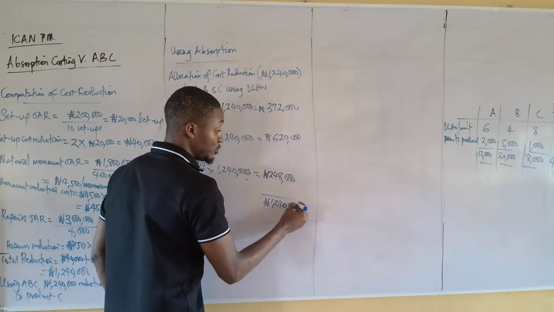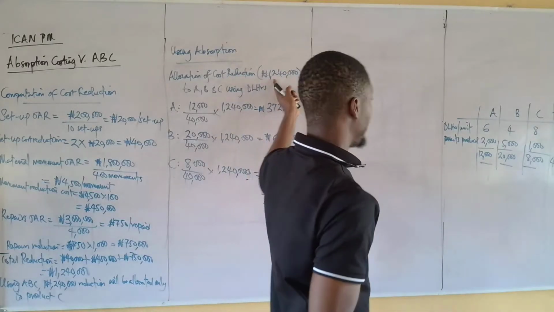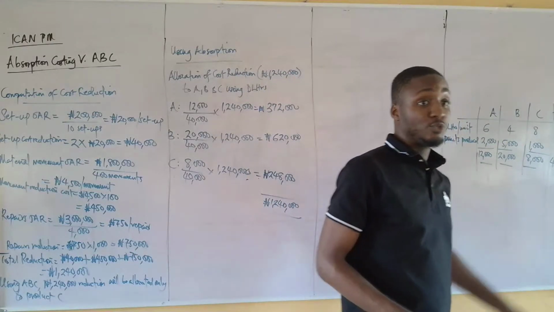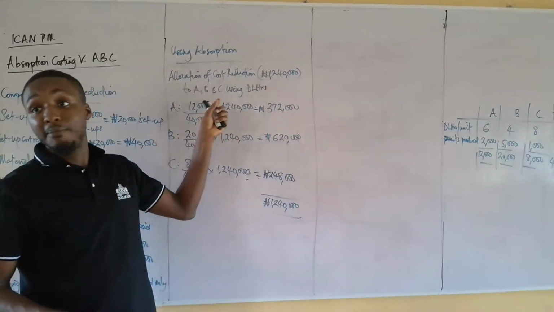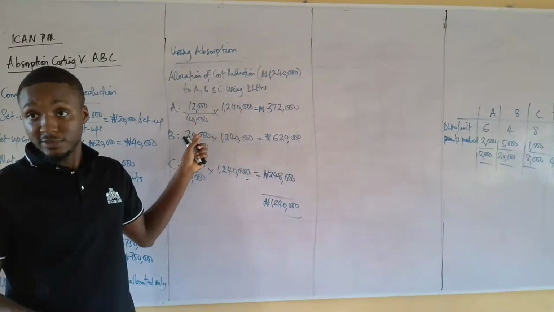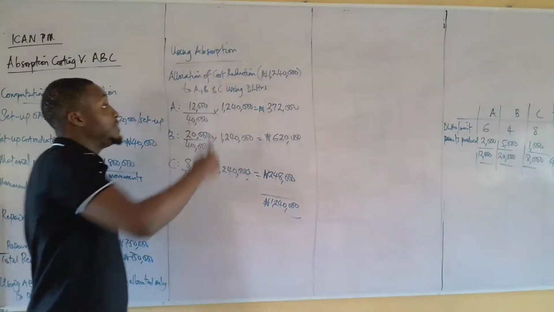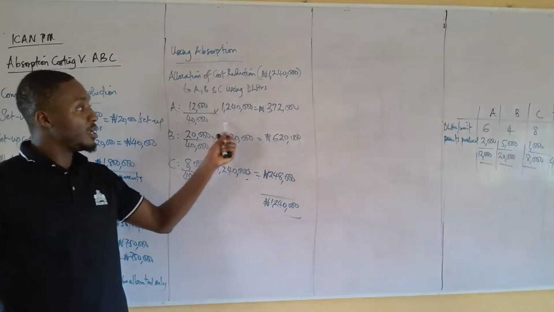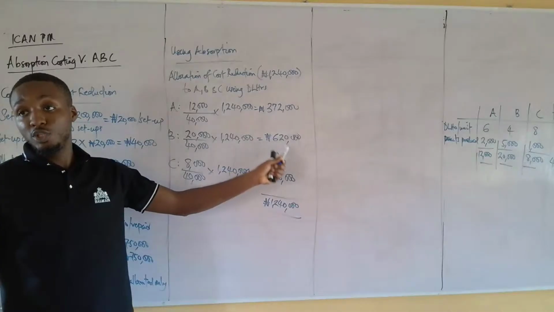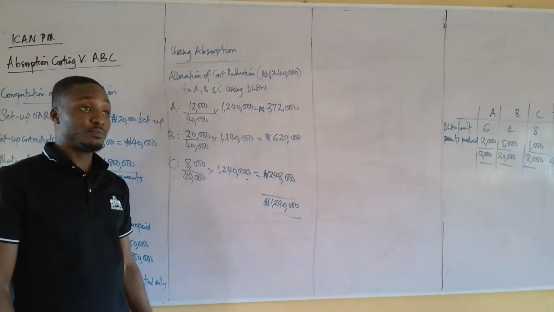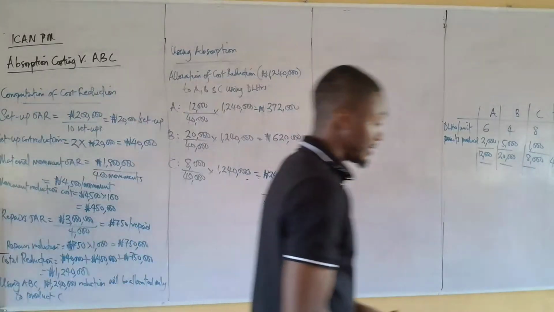If you still wanted to use OAR to do it, you just do 1,240 divided by 40,000. That will give you overhead per hour. Then you carry per hour and multiply by the total number of hours across. You still get the same figure. So now using ABC, the 1,240, A will absorb 372,000, B would absorb 620, and C would absorb 240. That is the requirement.